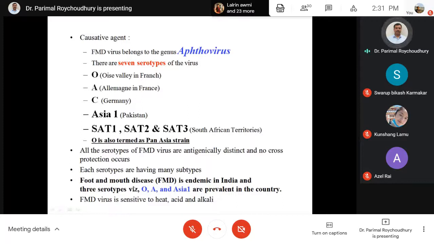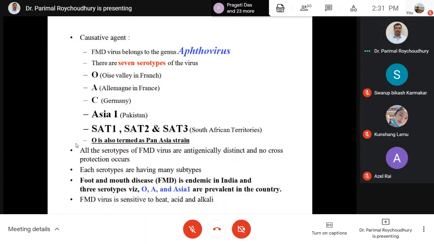So, one worrying point is that these serotypes do not cross-protect each other. I mean, vaccination with A cannot give protection against O, and vice versa. As a result, the total approach to controlling the disease by vaccination is a multivalent vaccine approach. That's why the trivalent vaccine is practiced in our country, right?